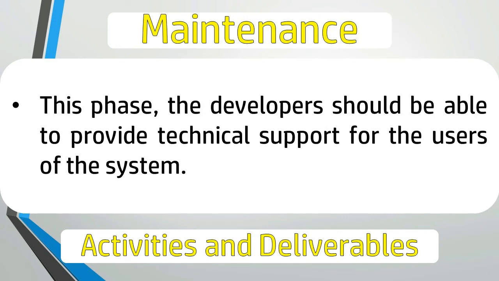Maintenance. After deployment, the need to maintain the delivered system arises. In this phase, the developers of the system should be able to provide technical support for the users of the system. It is even possible that bugs may be discovered in this stage, thus the developers need to fix them as they occur. Also, users may require the developers to make changes to the system as needed.